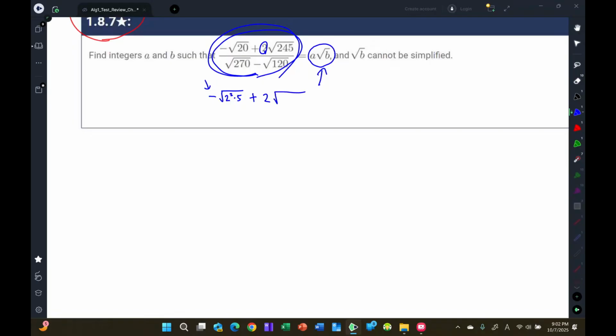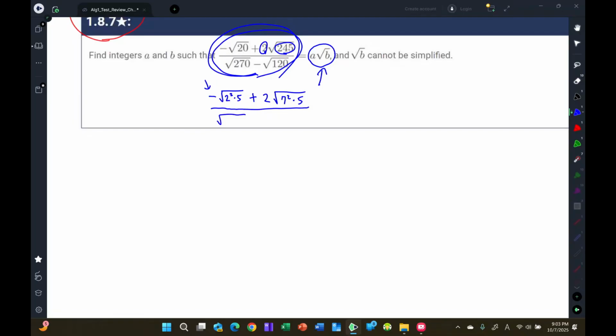And what is the biggest perfect square that goes into 245? Remember we did this problem in class, right? It's kind of hard to see, but it is actually 49, okay? So 49 goes in there 5 times, right? So 49 is the square root of what? 7. So 49 times what is 245? 5 times, right? All over root 270.